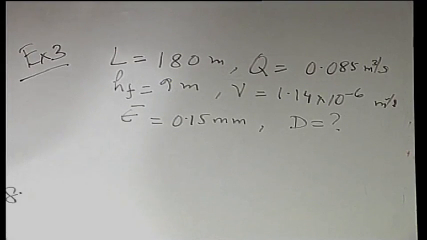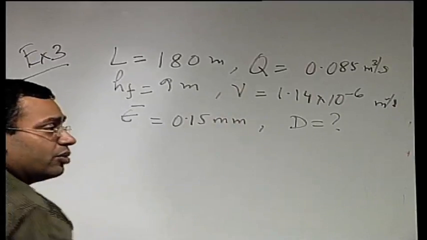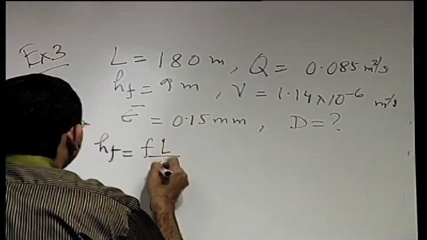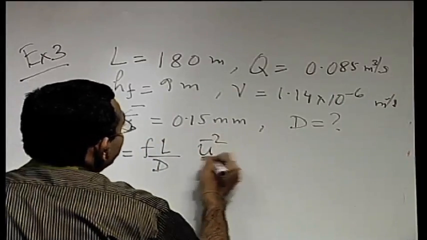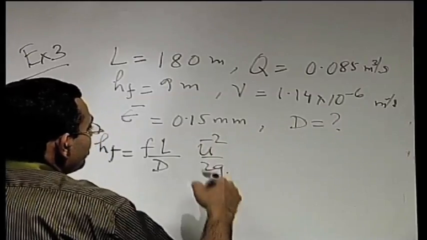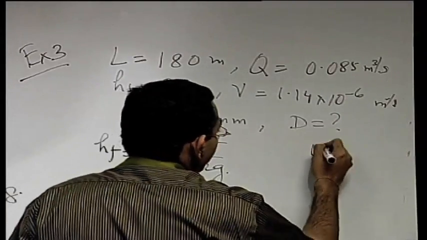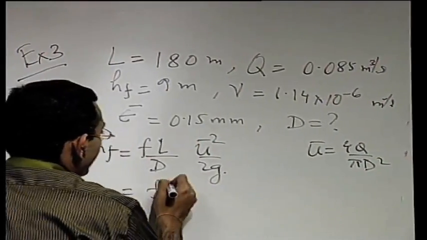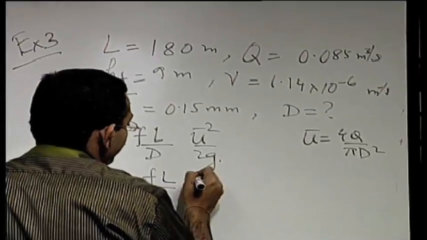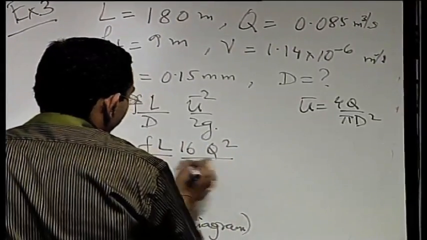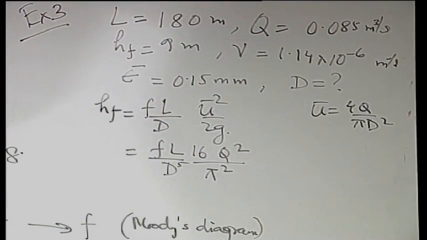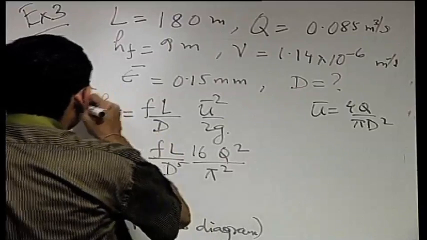So here you do not know epsilon by d itself, you even do not know what is Reynolds number. So you have hf is equal to f L by D into U average square by 2g. Since you know Q, better write U in terms of Q and D. So you write U average is equal to 4Q by pi D square. So f L by D, U average square means 16 Q square by pi square, and this becomes D to the power 5. Okay. So this is given, hf is given.